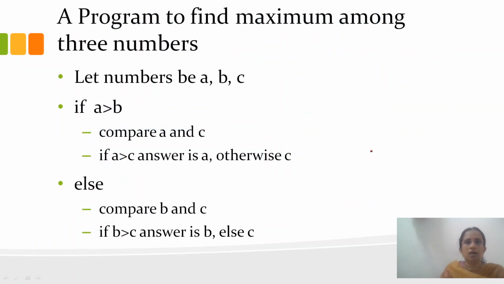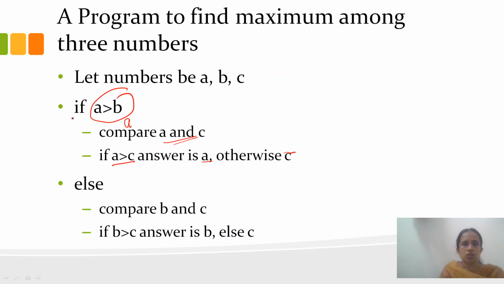Okay, now see a small program to find the maximum among three numbers. We have numbers A, B, C and we have to check which one is maximum. First we compare A and B, take the maximum among those and compare that number with C. If A is greater than B, A is the bigger one, so we compare A and C. If A is greater than C, the answer is A, otherwise C.